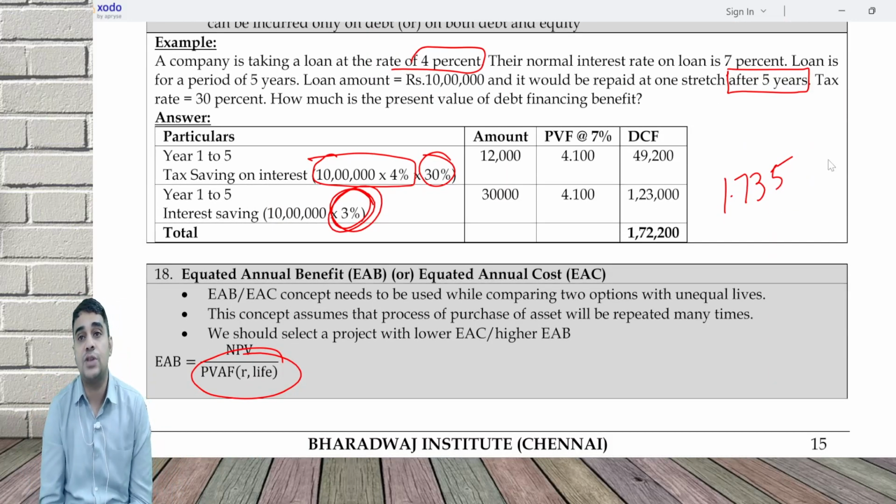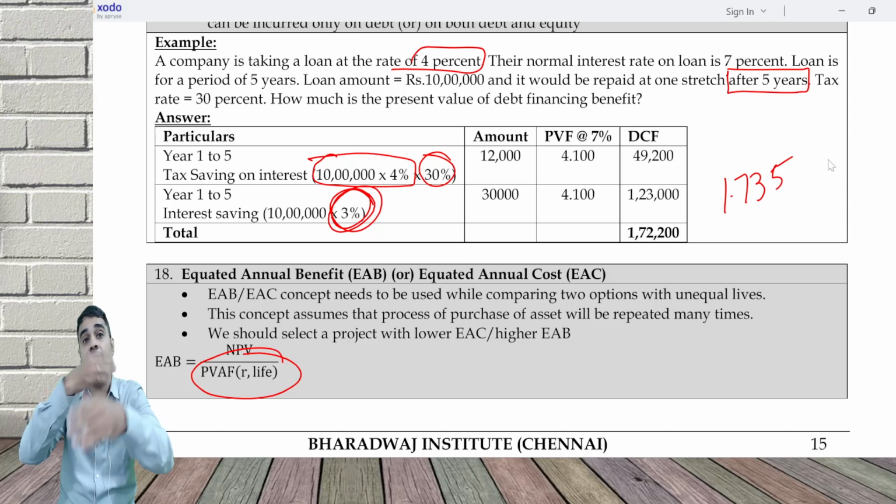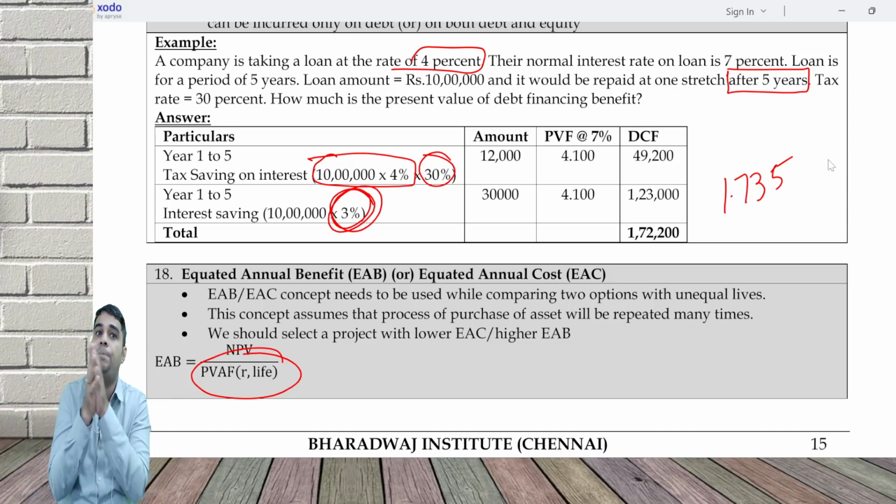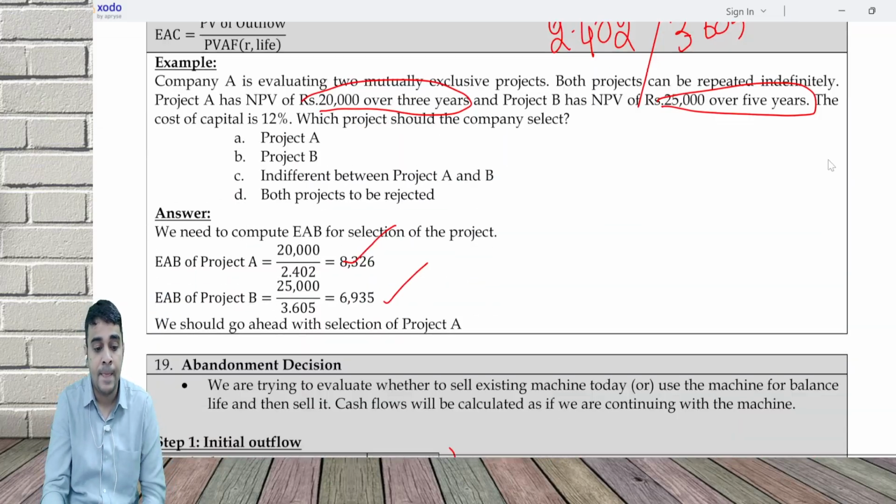EAB or EAC approach can come into picture when you are going to repeat something continuously and the lives of the two projects are different. EAB is equal to NPV divided by annuity factor. EAC is equal to present value of outflow divided by the annuity factor.